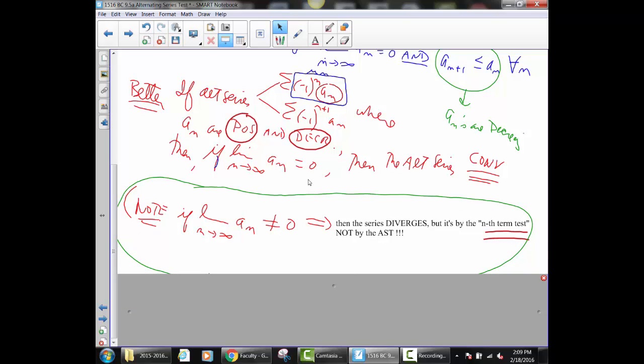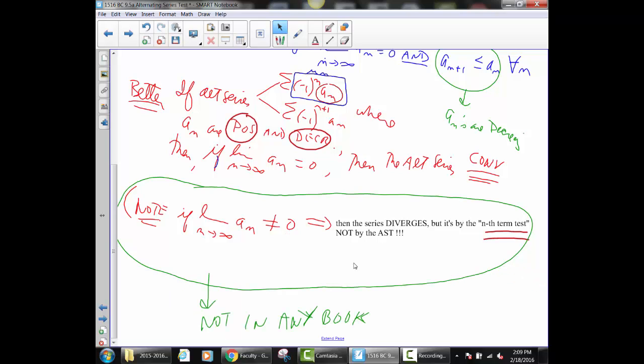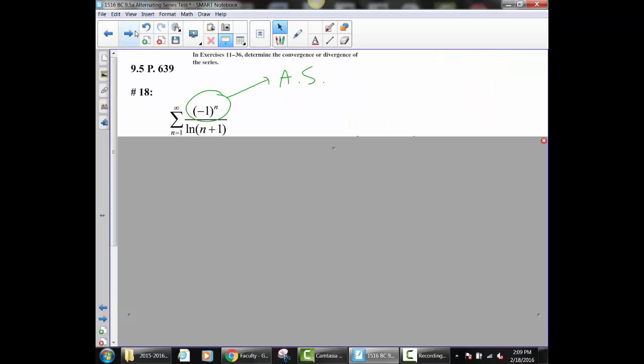If, on the other hand, that limit does not equal 0, you don't say it's by the alternating series test that it diverges. It diverges by the nth term test. And that you will not see in any book.